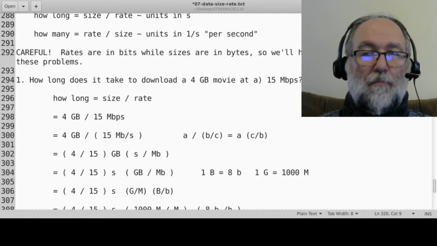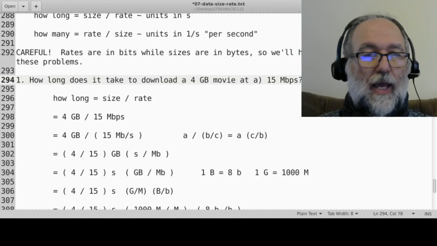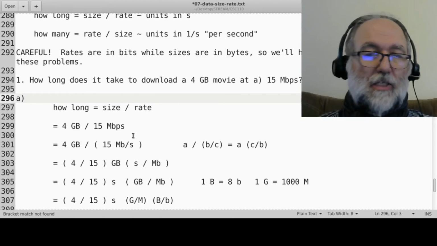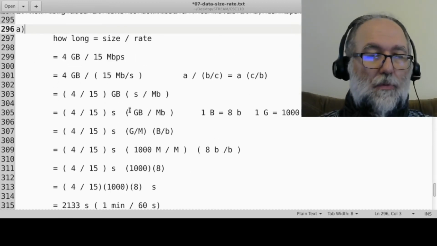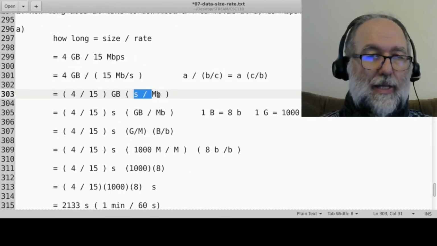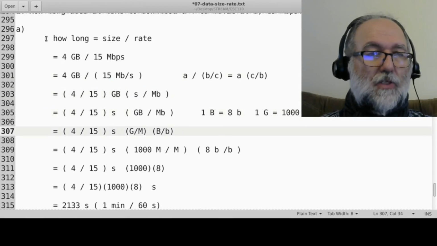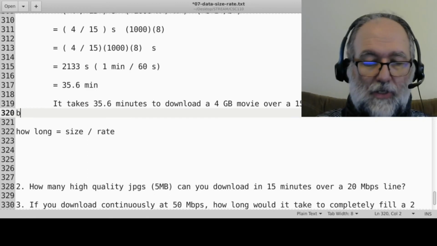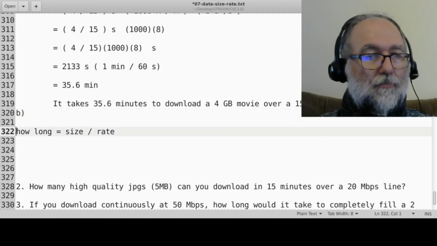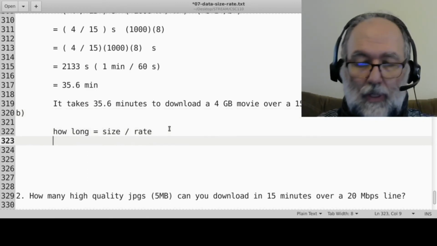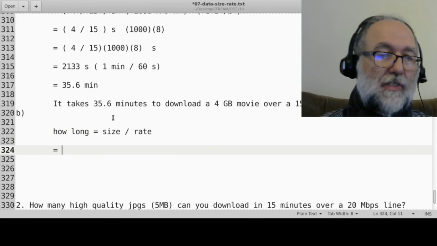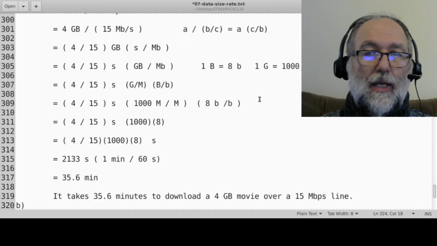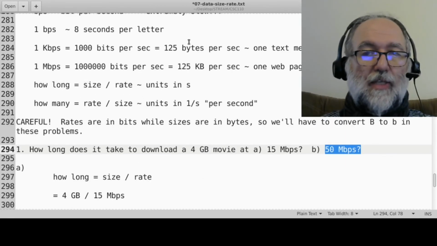Now I have a part B, which is 50 megabits per second. And the reason I want to do it again is it's the same process, but I really want to make sure that you understand how this worked in here, because I think a lot of students make that mistake. So let's do it again. We'll do it a little bit faster, but make sure that we understand what's going on with those units. Okay, so the size is 4 gigabytes, and for part B, it is 50 megabits per second.